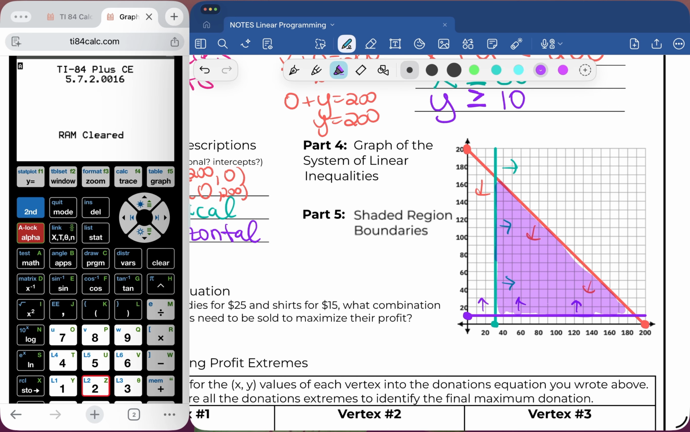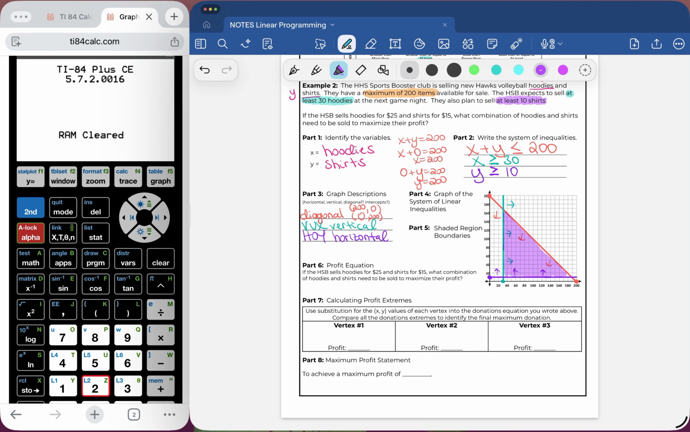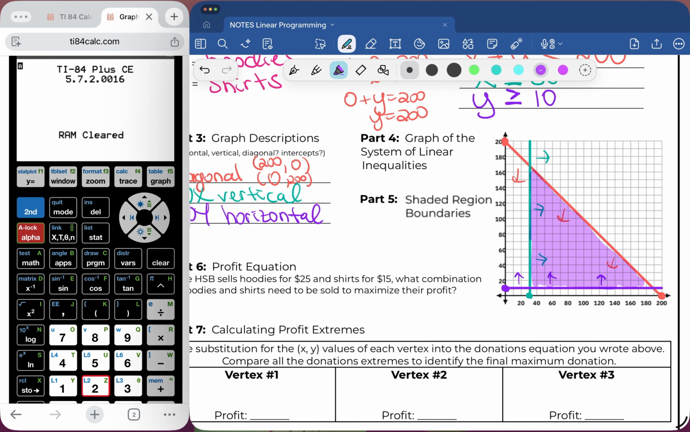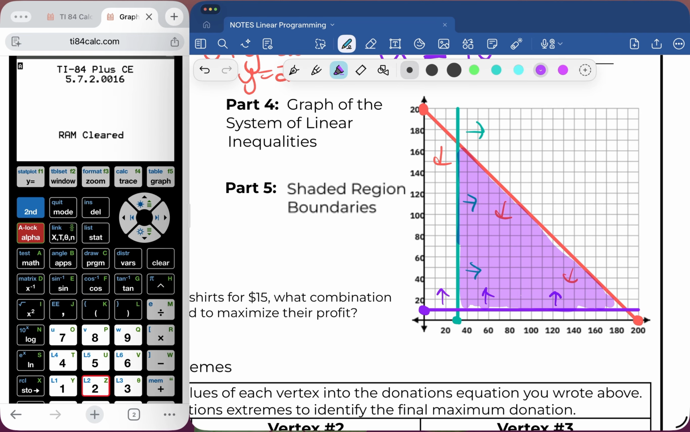All right, so this is pretty much where we stopped at the last time. So here's our last layer. The end goal of this question is, if the HSB, the Hanes Sports Booster Club, sells hoodies for $25 and shirts for $15, what combination of hoodies and shirts need to be sold to maximize their profit? So to get that, what we're going to do is look for the vertices of our shaded region boundaries. And I'm going to mark those in a different color just to make them stand out. I'll just do them in black where these are intersecting.